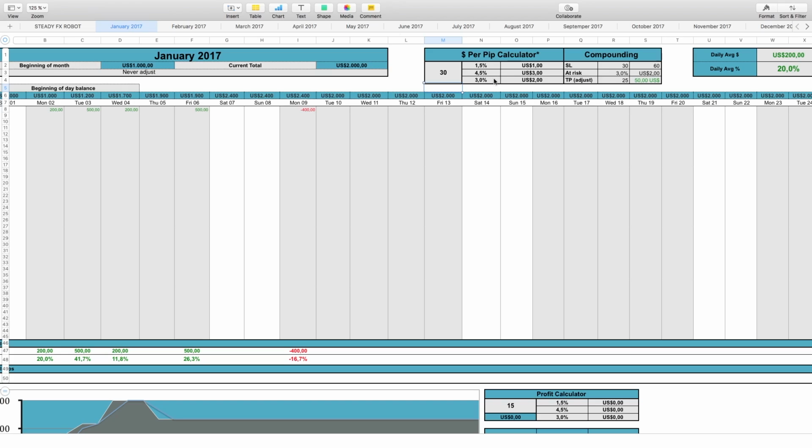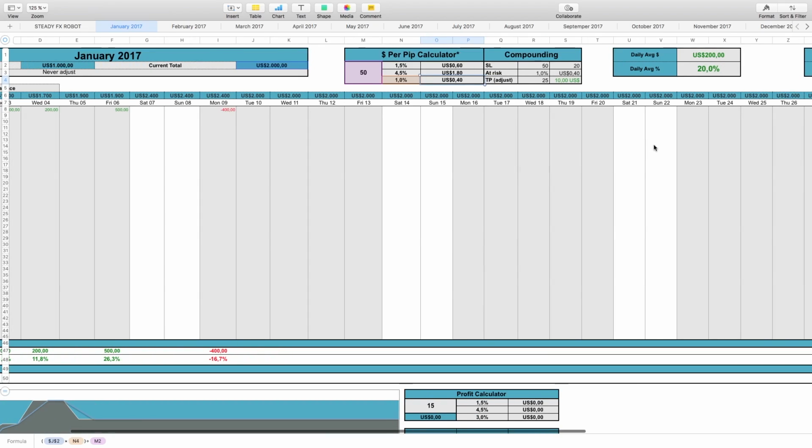Now you can change these values as you choose. So we can go to 5% instead, or we can even go down to something as low as 1%. So this way, let's say you want to take a trade and you have a stop loss of 50 pips. Now you know your stop loss is 50 pips and you want to risk 1%, then you know that per pip you have $0.40. So that's pretty much how this works.